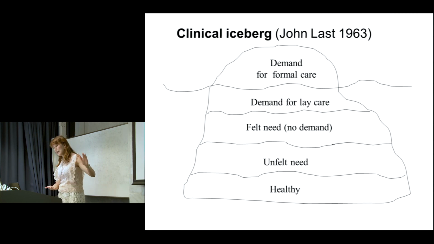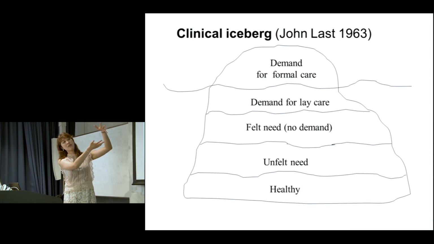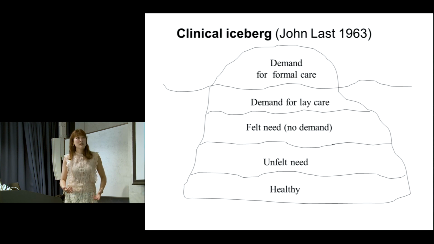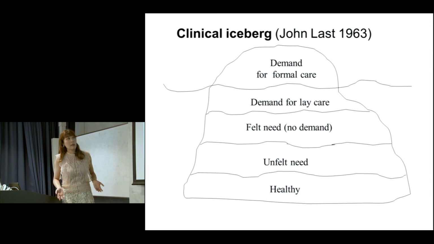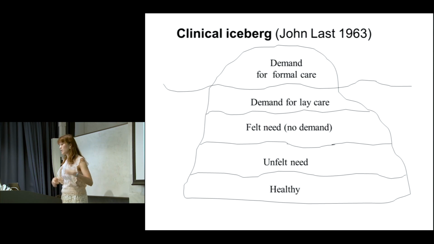And then there's this little chunk of the population that he called unfelt need. So these are the people who actually have disease, but are not aware. Unless they went for screening, they wouldn't know. Then there's another chunk, which we covered, where there's felt need but no demand. So this is the person with a headache who hasn't done anything about the headache. And then we've got demand for lay care, which we talked about on Wednesday, where you seek some support and advice from friends and family, and then over the borderline, formal care. So this is also quite a classic and useful model.